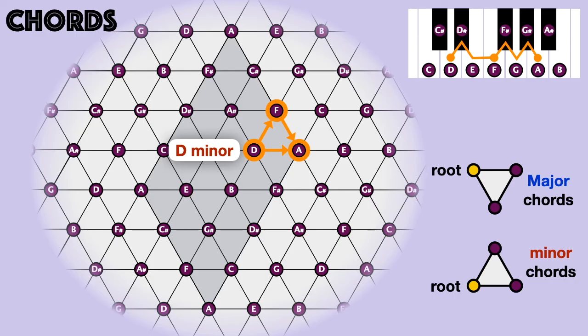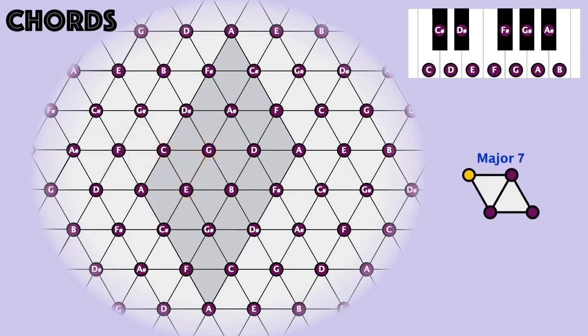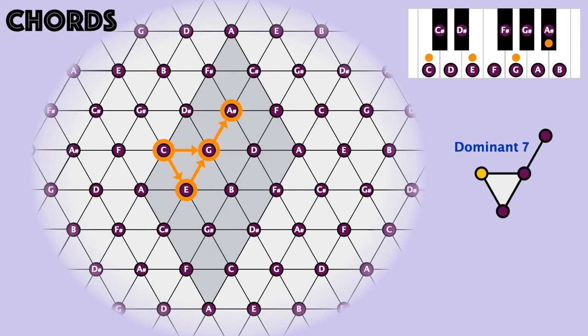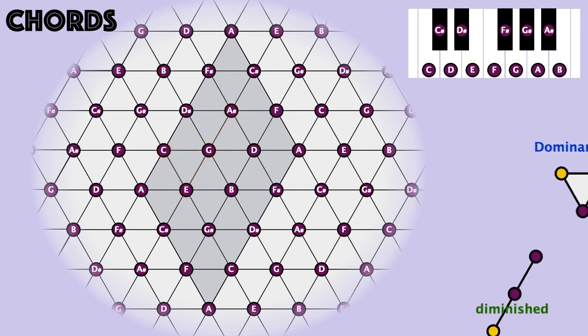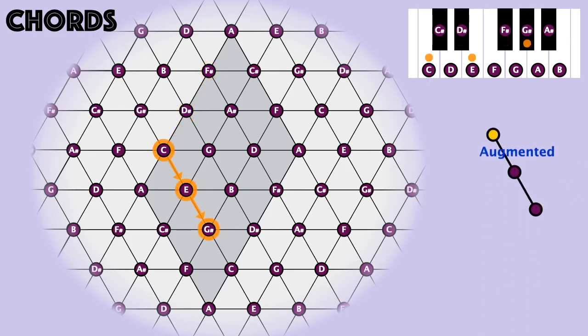But there are many more types of chords apart from major or minor chords, each with a distinct shape when represented in the Tonnetz. Like major seventh chords, dominant 7, diminished, augmented chords, and many more.